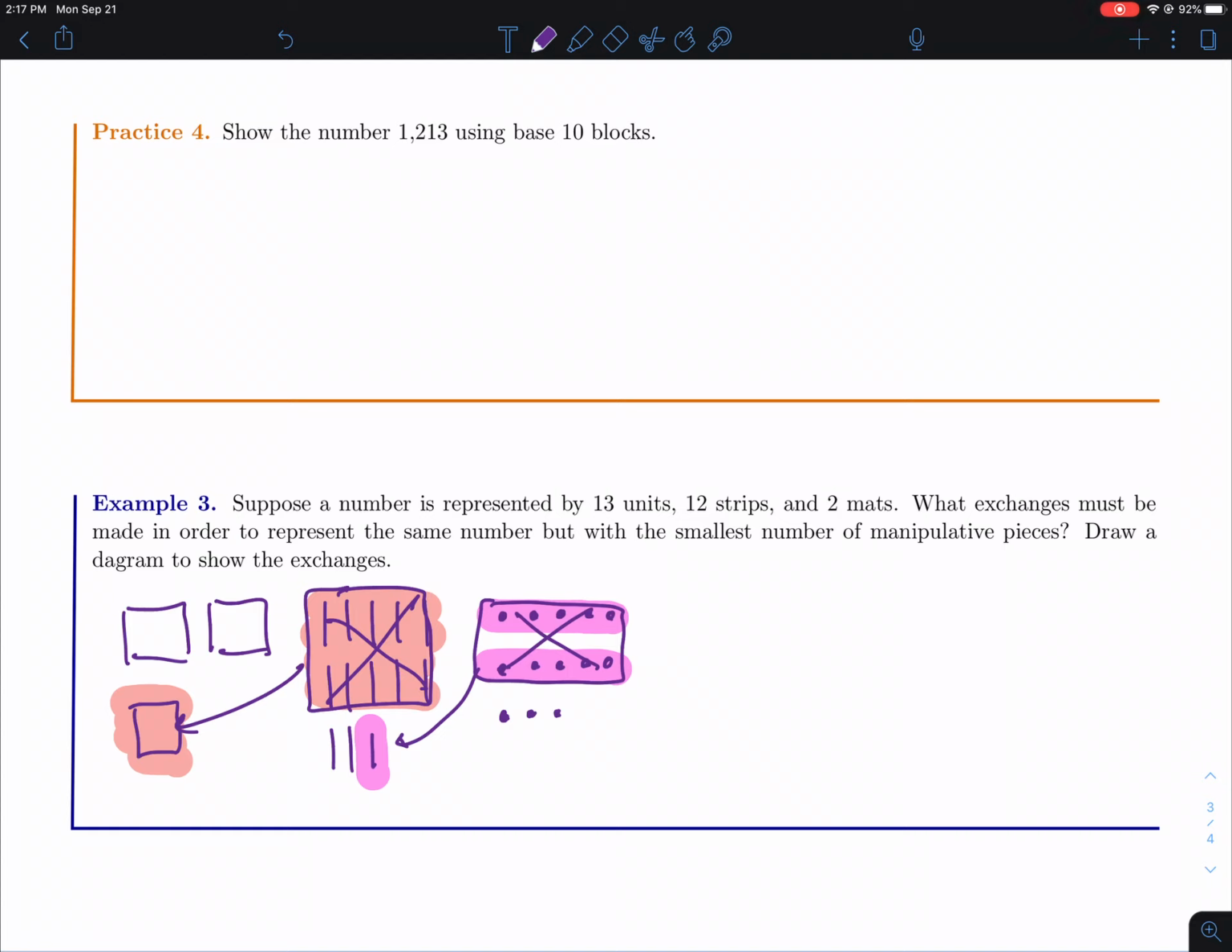So in this case, I've got 3 mats, which is going to give me a 300. I've got 3 strips, so that's going to give me a 30. And I've got 3 units, which is going to give me the ones position. So in this case, that 13 units, 12 strips, and 2 mats could have been written more easily as the number 333, or again, 3 squares, 3 strips, 3 dots, or 3 units.